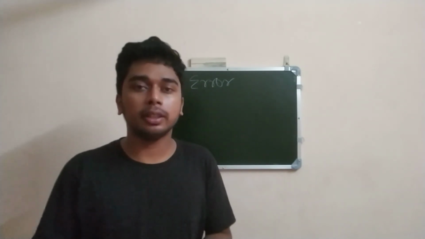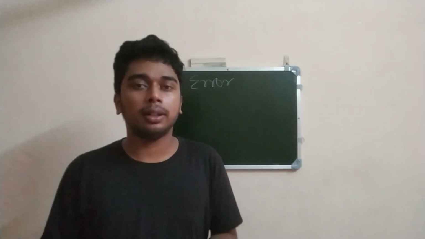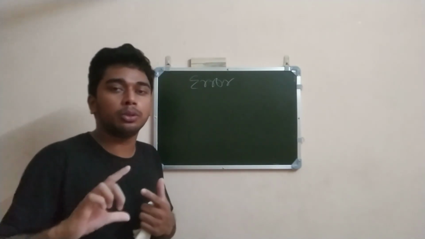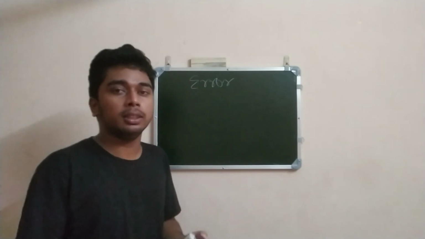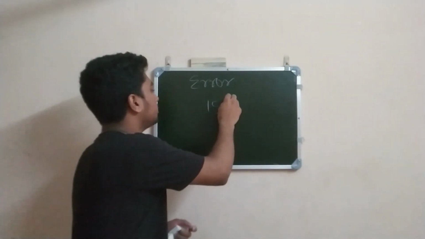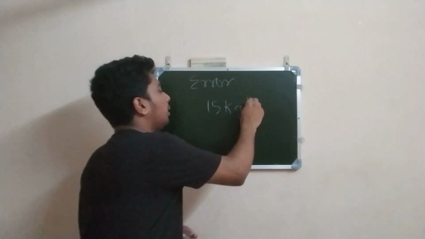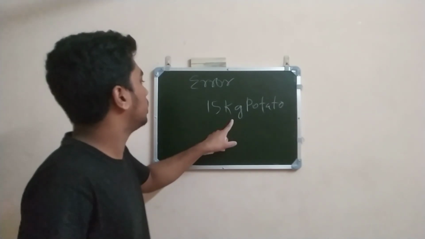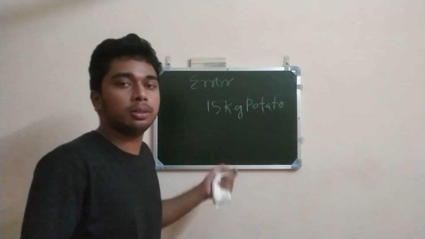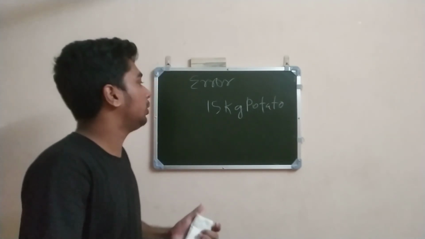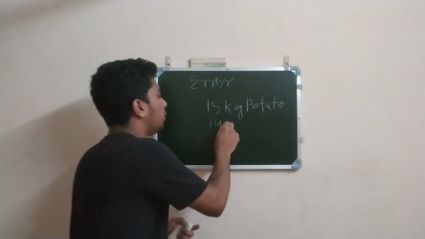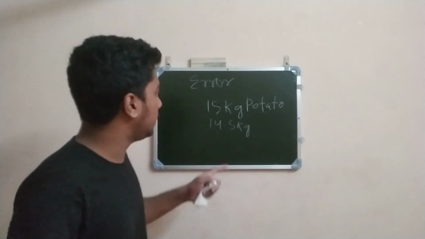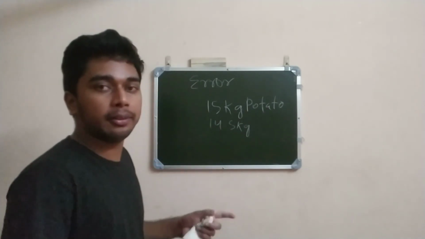In this video, I am going to start a new topic, which is error analysis. So what do you mean by error? Let me first explain. For example, you go to the market and you buy 15 kg of potato, but when you measure the mass of the potato at your home, you find that it is 14.5 kg.